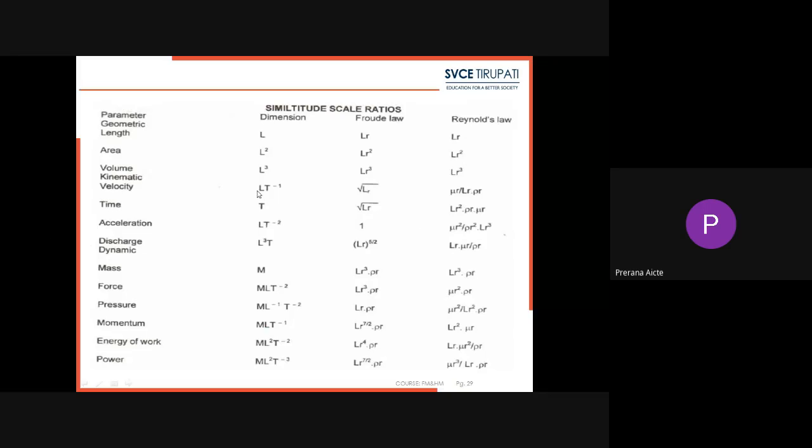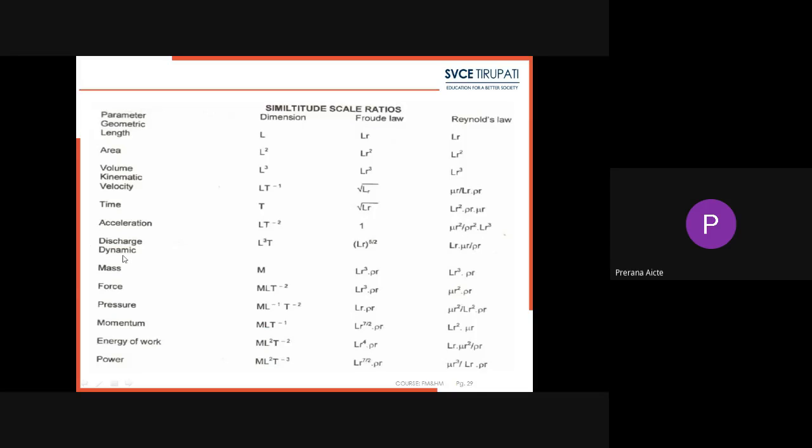Then for acceleration, the dimension is L t power minus 2. From Froude law, the scale ratio is 1. From Reynolds law, the scale ratio is mu r square by rho r square into LR cube. Then for discharge, the dimension is L cube t power minus 1 usually. From Froude law, the scale ratio is LR power 5 by 2, and from Reynolds law, the scale ratio is LR mu r by rho r.